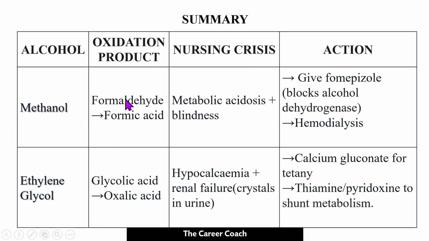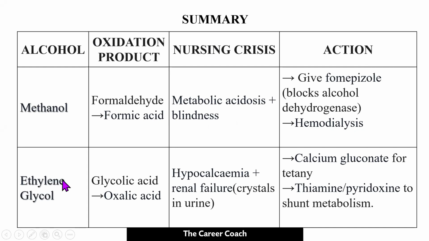Methanol. Oxidation product of methanol is formaldehyde, which is further oxidized to formic acid, which is toxic. Nursing crisis. It could lead to metabolic acidosis and blindness. Action. Give fomepizole. This blocks alcohol dehydrogenase. Or carry out hemodialysis.